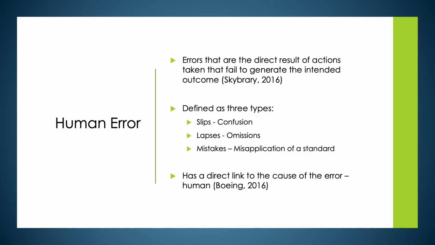Human errors, again from Skyberry, is viewed as a subset of maintenance errors or a contributing cause to those errors. They are direct actions taken that fail to generate the intended outcome. They are seen as slips or confusions in the processes, lapses such as omissions, or mistakes that are being made. Boeing supports the Skyberry definition as the cause of the error has a direct human link.